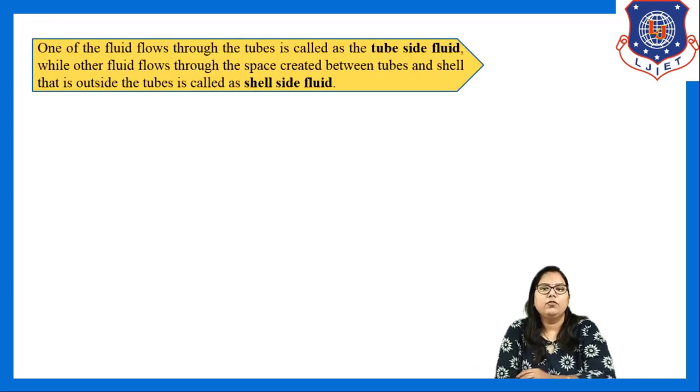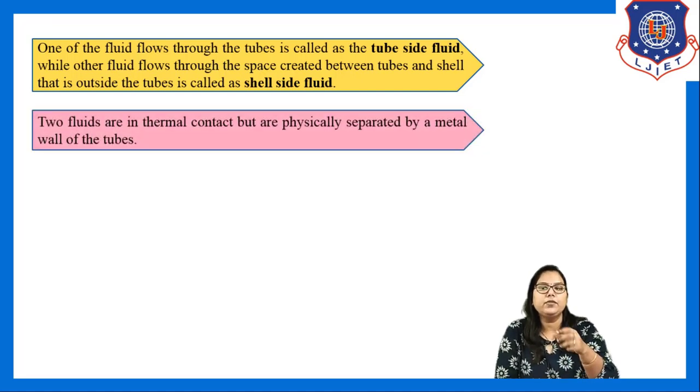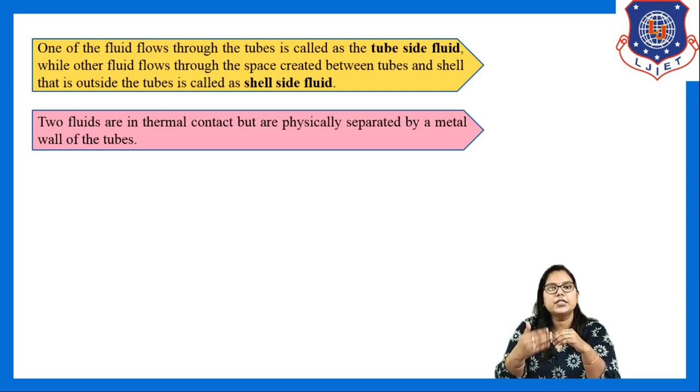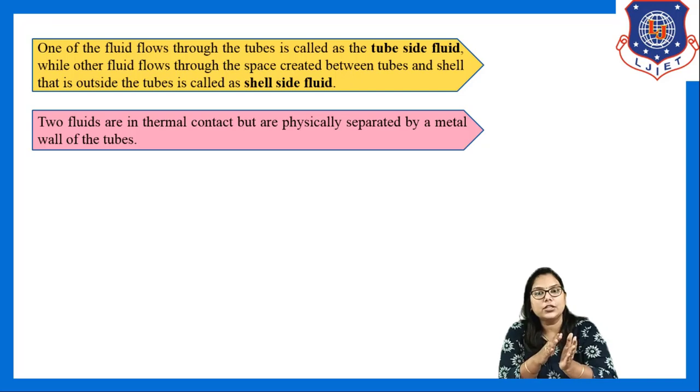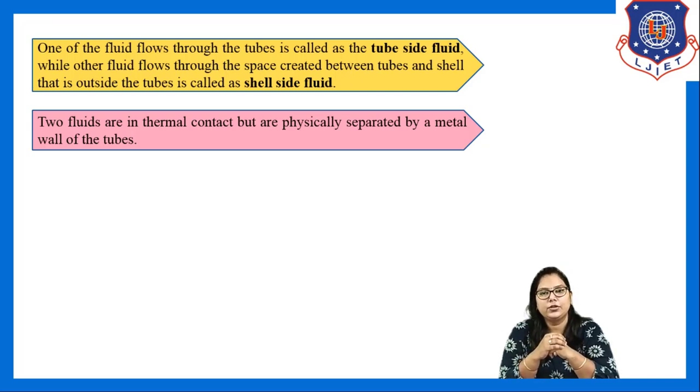One of the fluids flows through the tubes, which is called the tube side fluid, and the other fluid flows through the space which is created between the tubes and shell, and that is known as the shell side fluid. This is very important. Again I am repeating. One of the fluids flows through the tubes, and it is known as the tube side fluid. And the other fluid, which flows in the space between the tube and shell, outside the tube, is known as the shell side fluid.